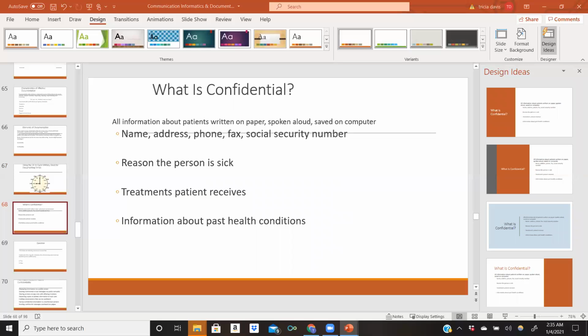So what is confidential? What do we consider confidential information? So any information about a patient that is written on paper, any information about a patient that you speak out loud, or any information that is saved on a computer, it is all confidential. It includes the name, the address, the phone number, the fax number, and the social security number of your patients. It includes the reason why the patient is sick and why they were admitted. It includes any treatments or tests that they've had since they've been in the hospital, and it includes any information about their health, their past health conditions. It's all confidential information.